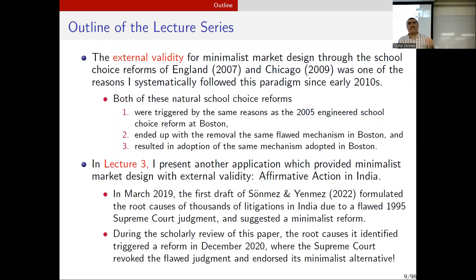Now, external validity is very important in most sciences, and also in empirical work. This approach, what happened in Boston, received external validity in the following way. Both in England and Chicago, they had the same broken mechanism. They were corrected because of the same root causes, and exactly in the same way we suggested in Boston, but without any economist intervention.